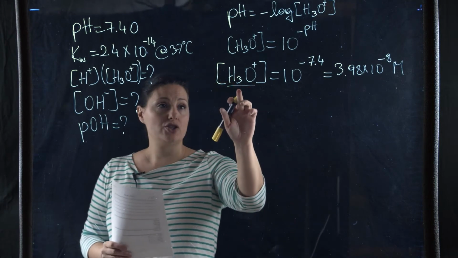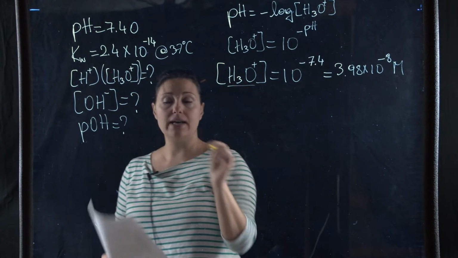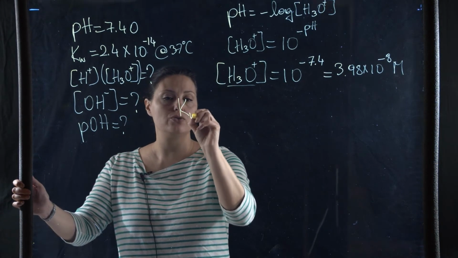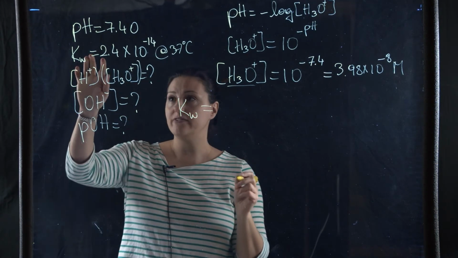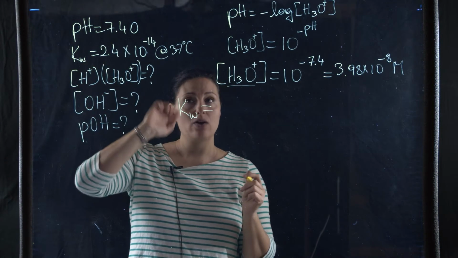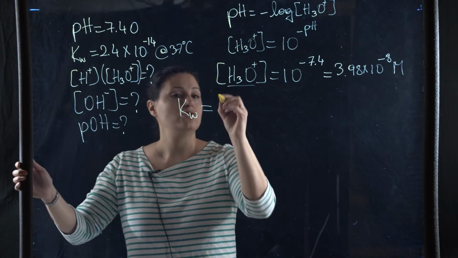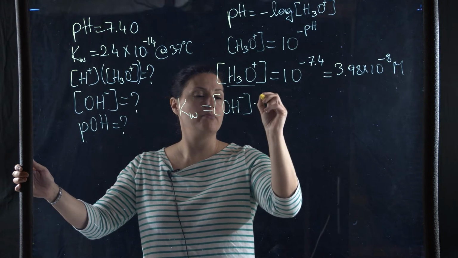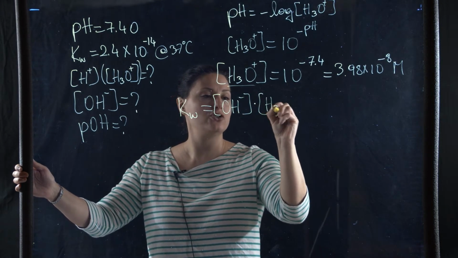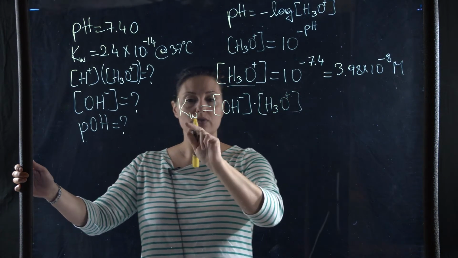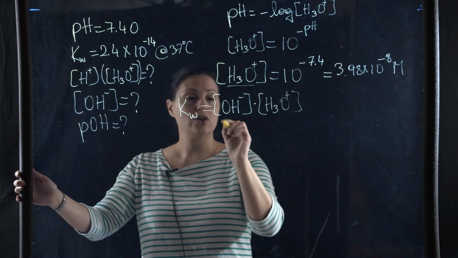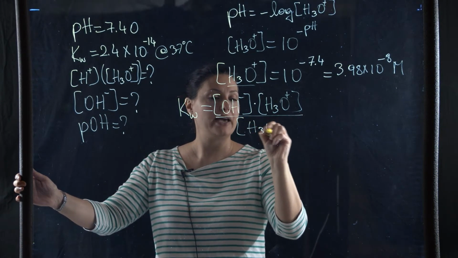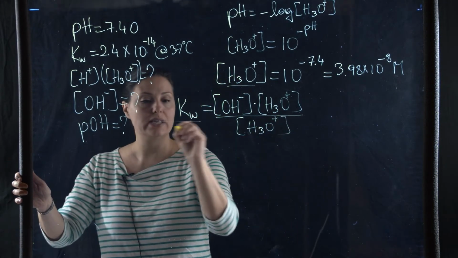Now that I know H3O plus concentration, I know Kw, I can figure out the OH minus because I know the relationship between them. No matter what the value for Kw is, no matter what the temperature, this relationship is always true. The concentration of OH minus times the concentration of H3O plus gives you the value for Kw. To isolate OH minus, you divide by H3O plus concentration on both sides.